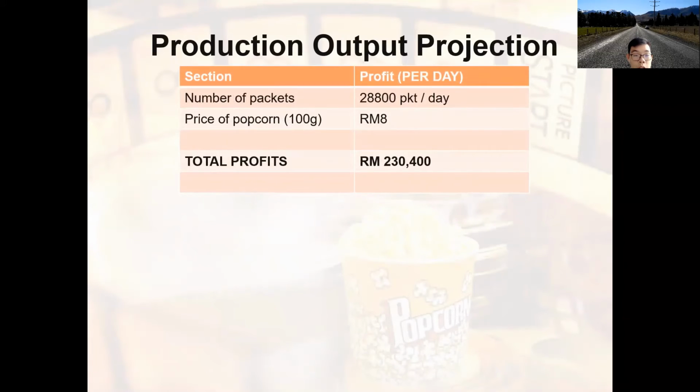And for the profit section, the number of packets is 28,800 packets per day. I have set the price at 8 ringgit, which is a market value, as the popcorn size is 100 grams, so it's higher than the existing market range of weight compared to some of the other brands. And the total profit for 1 day of producing the popcorn will be 230,400 ringgit.